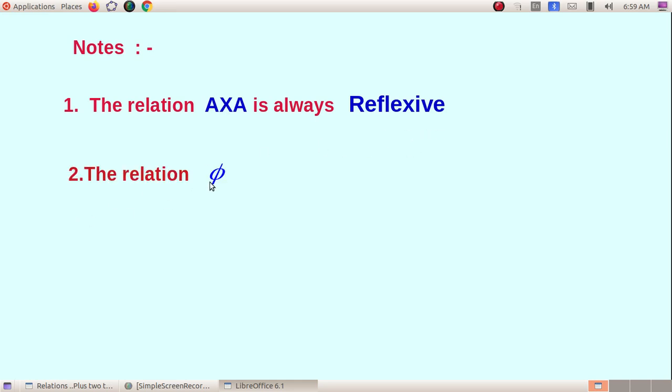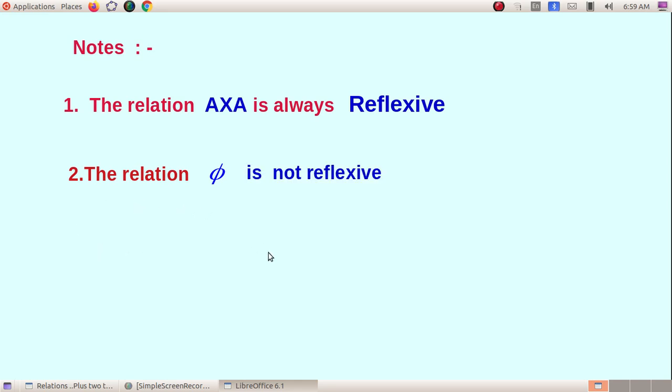What about the empty relation phi? Is it reflexive? No, because phi contains no elements, 0 elements, hence there is no (a,a). Therefore the relation phi is not reflexive.